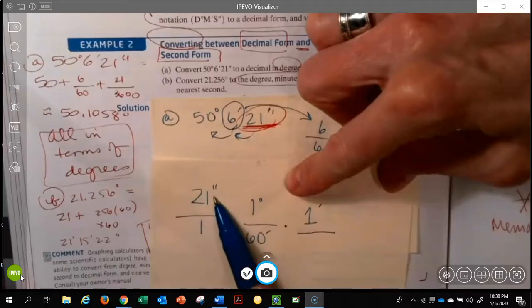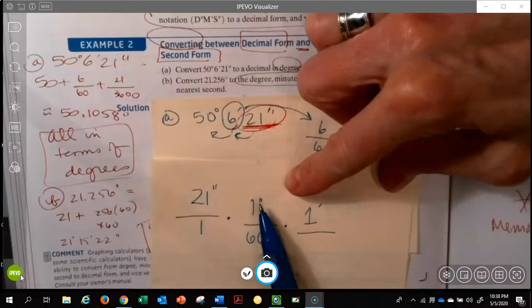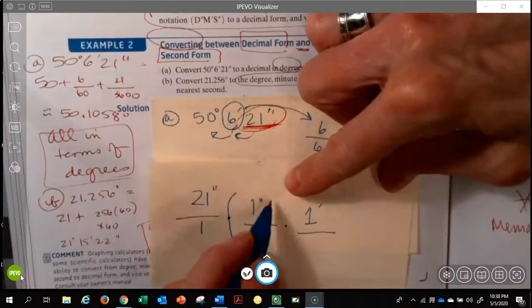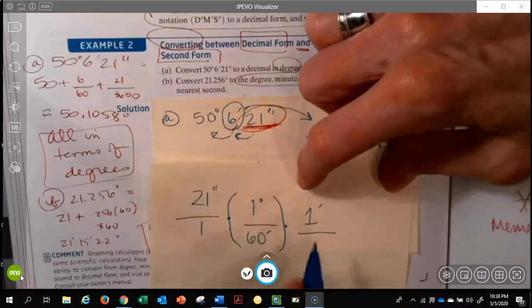I have 21 seconds. I need to get those seconds to where I only have degrees visible. And I'm going to use dimensional analysis. I know that for every 1 degree there are 60 minutes. I know that for every 1 minute there are 60 seconds.